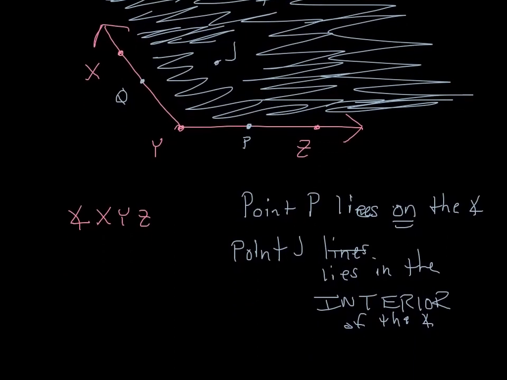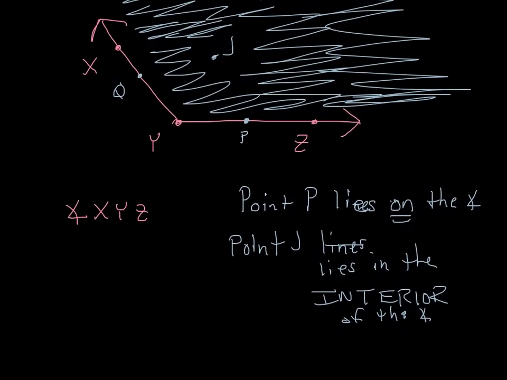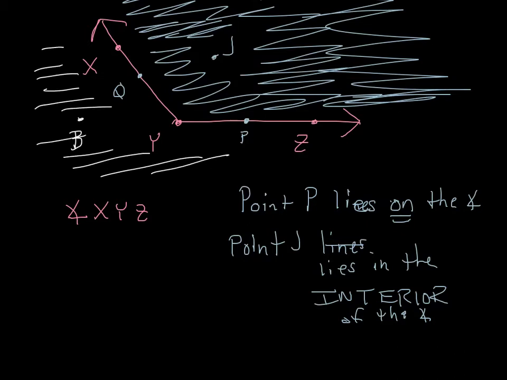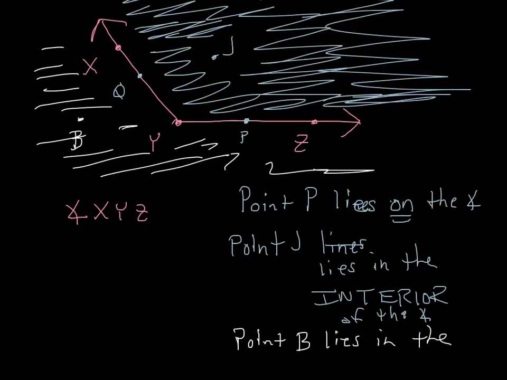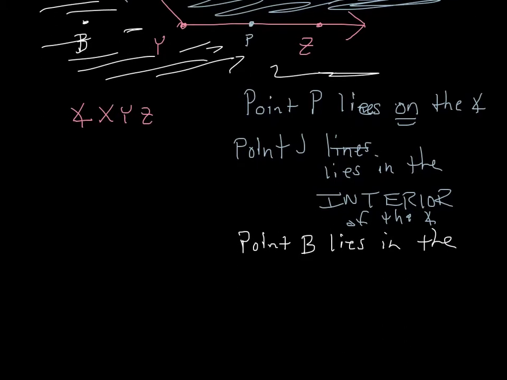Now if I scroll up just a bit, looking at that same angle, we'll take one other point and we'll call it B. Here we would say B lies in the exterior of the angle. It is outside of the angle. So the point B lies in the exterior of the angle. Exterior meaning outside, interior meaning inside.